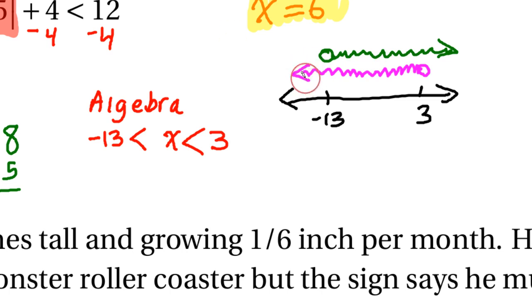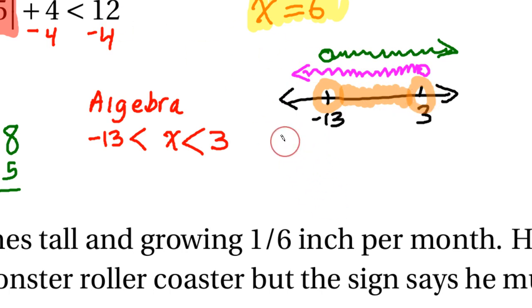Well, if I take a look at where these match up, that tells me that the overall answer is going to be an open dot and an open dot, and we want everything between them because that's where the green and the pink match up. So this is the picture representation of the answer.